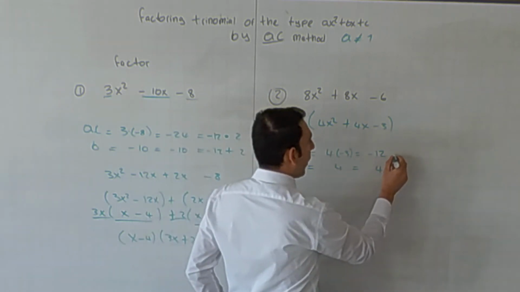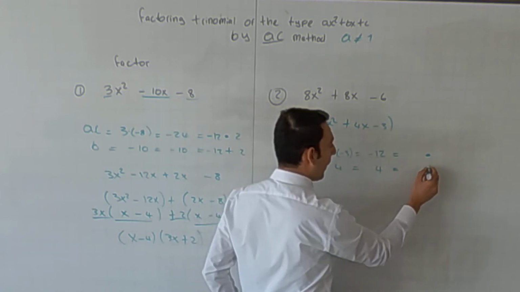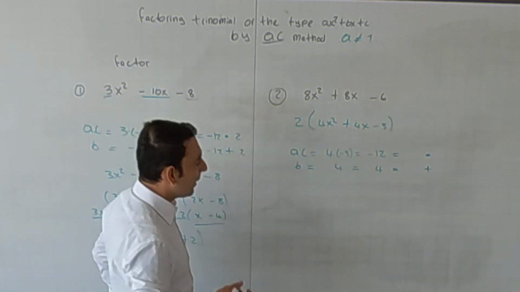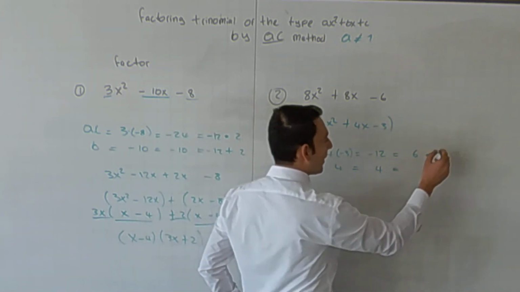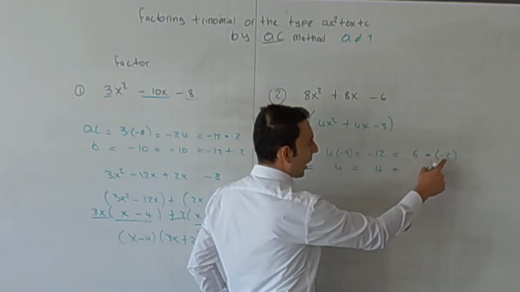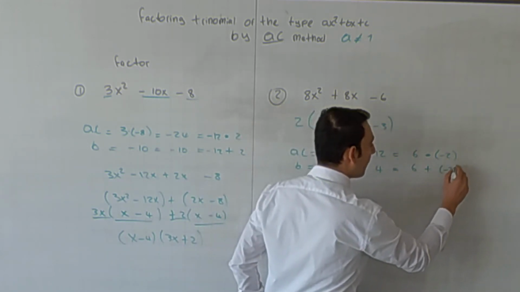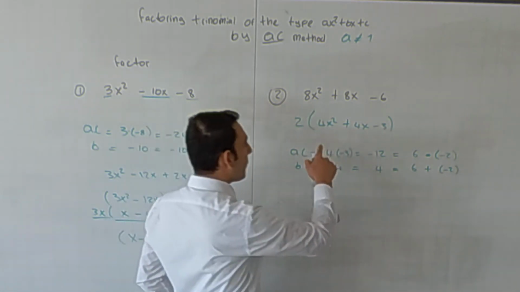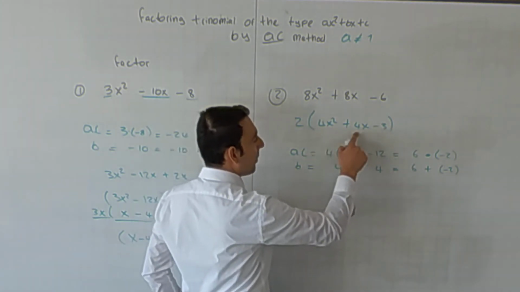Then remember, you have to find two numbers whose product is AC, in this case negative 12, and whose addition is B, in this case 4. Then the numbers, I think they are really simple, are 6 and negative 2. 6 times negative 2 is negative 12, and 6 plus negative 2 is positive 4. That's it. Now, we have to rewrite the term in the middle, okay?